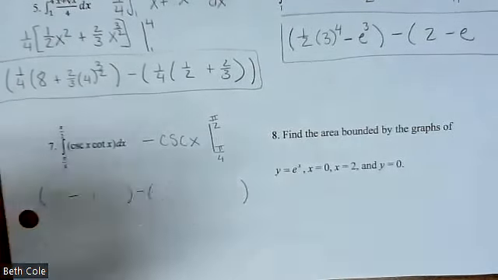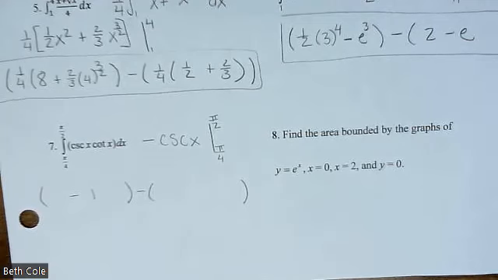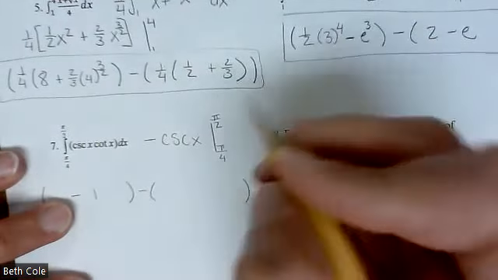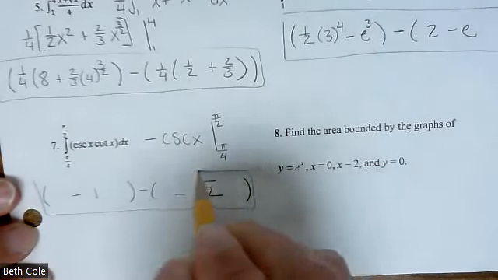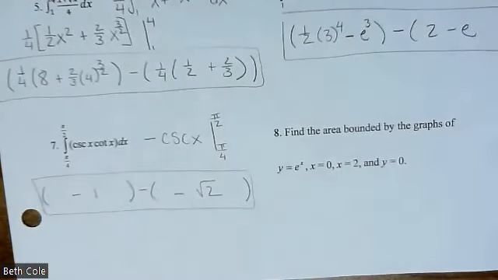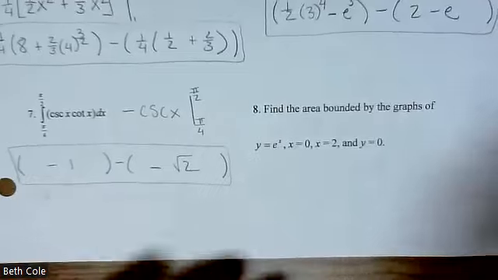Cool. Pi over 4 on your unit circle. It's in the first quadrant. What are the sides of the triangle? Square root of 2 over 2. If you flip square root of 2 over 2, it's just square root of 2. All right. But it's going to be negative square root of 2. All right, find the area bounded by these graphs.